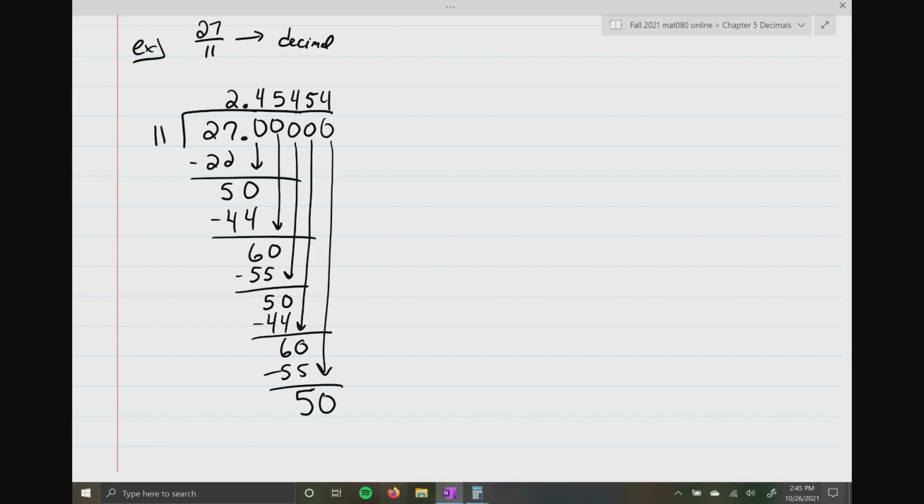4 and 5. So 27 over 11 is going to equal 2.45 repeating. And we put the repeating bar above the 4 and the 5. Okay, we put it above the 4 and the 5, okay?